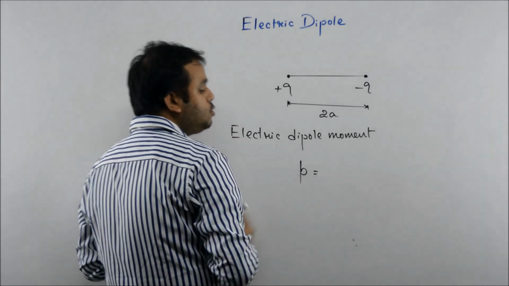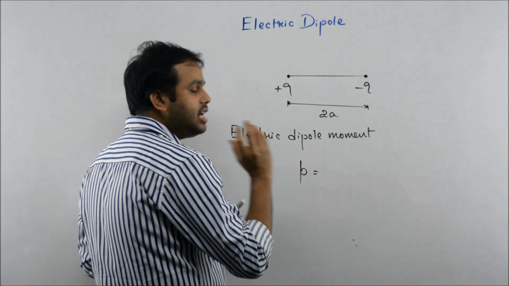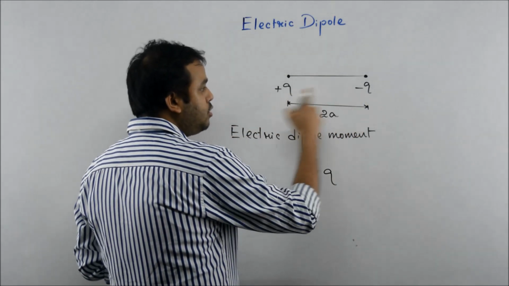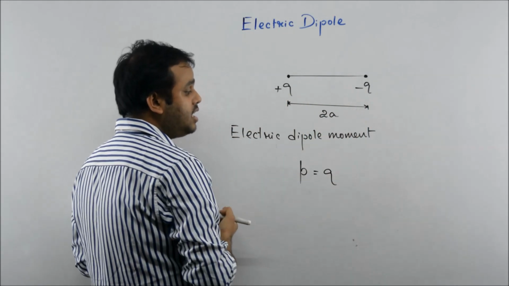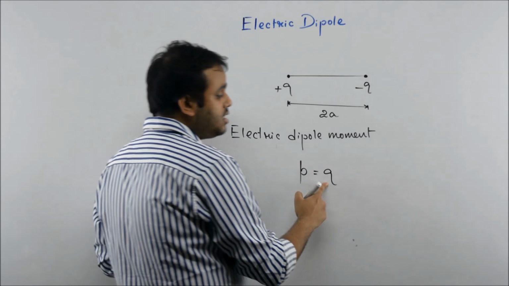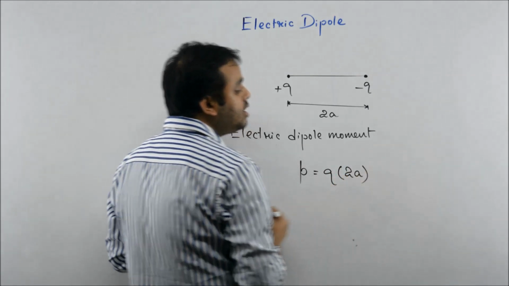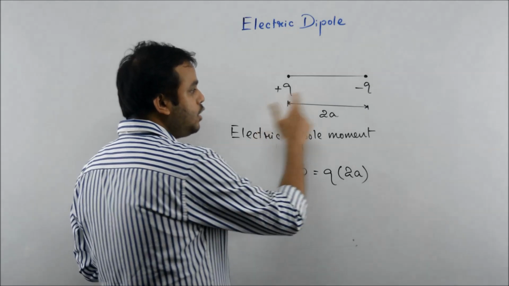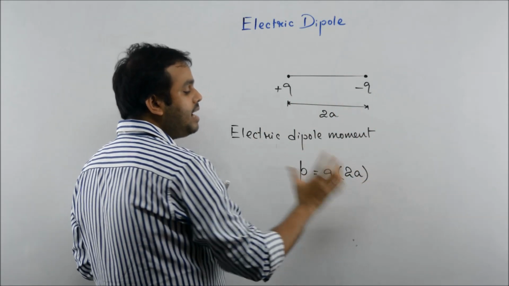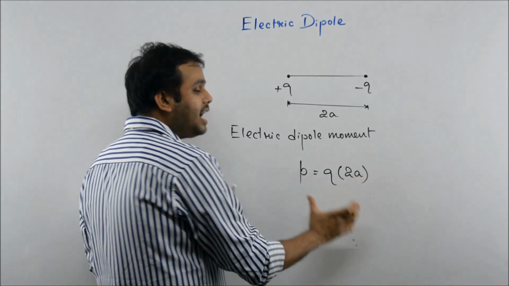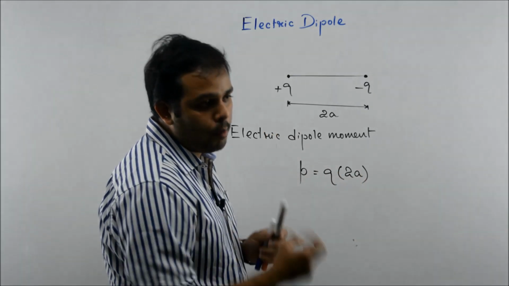The magnitude of electric dipole moment is equal to either of the charge. We know that both the charges are of equal magnitude, so it is equal to either of the charge multiplied by the separation between the two charges. So this is the magnitude of the dipole moment.